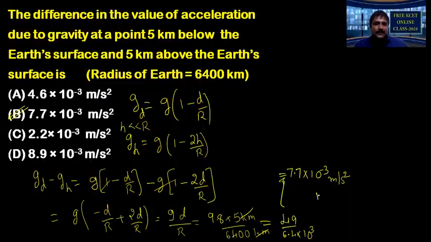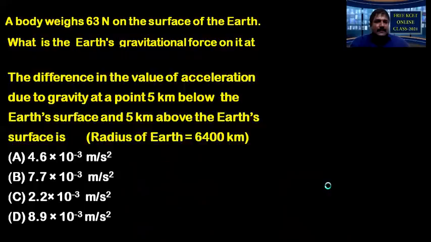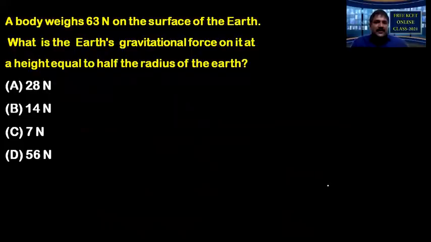Okay, so just to see here, we found the difference in acceleration due to gravity at 2 points. One point is above the surface, another is below the surface. Then the next question is, a body weighs 63 Newton on the surface of Earth. What is the Earth's gravitational force on it at a height equal to half the radius of Earth?